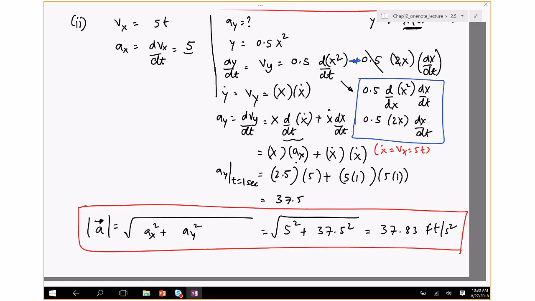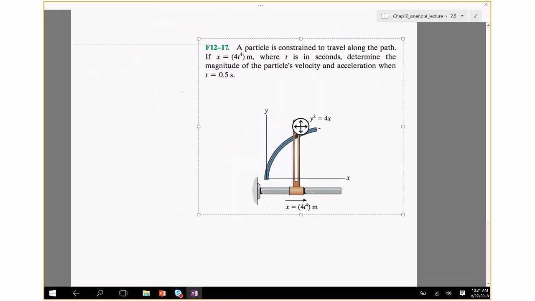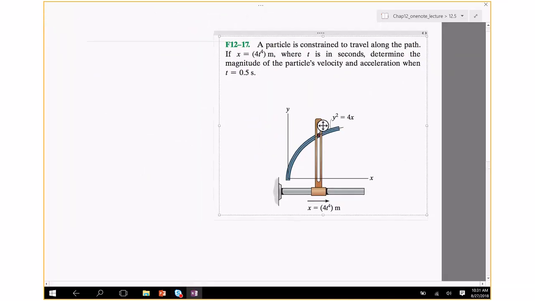Okay, I want you to solve this problem. This is from the pre-lecture. A particle is constrained to travel along the path x equals 4t raised to 4, where t is in seconds. Determine the magnitude of the particle's velocity and acceleration when time t equals 0.5 seconds. So in the interest of time, let's skip acceleration. You can do it later.